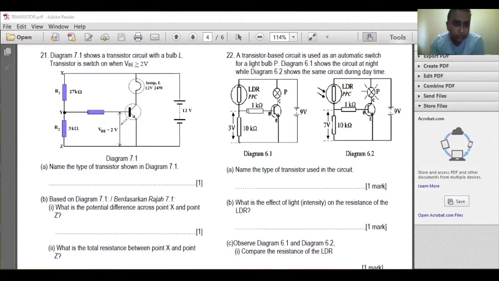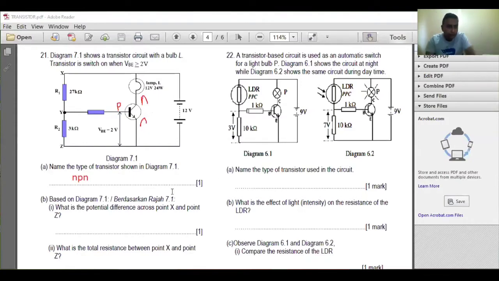So name the type of transistor shown. You see the arrow pointing downward. That means this one shows the current. We know current starts from positive to negative, so here is P, here is N. So your transistor will be NPN. The type of transistor will be NPN.